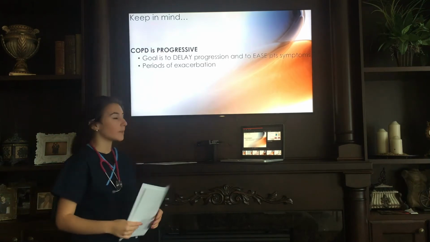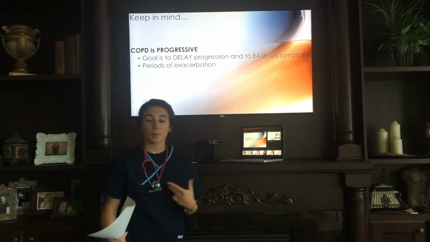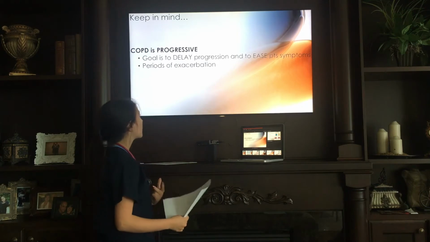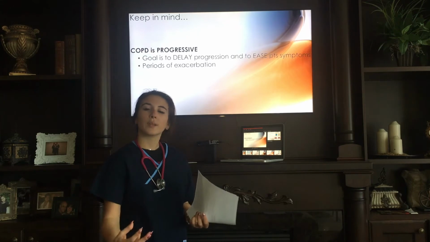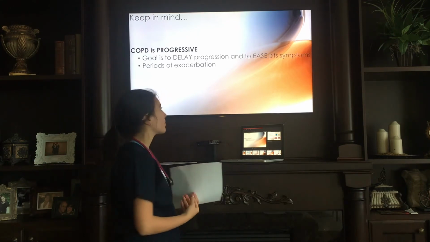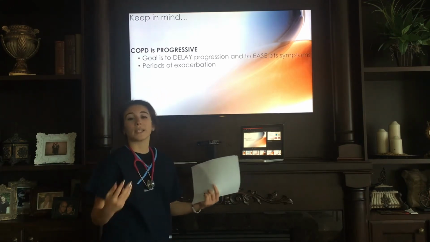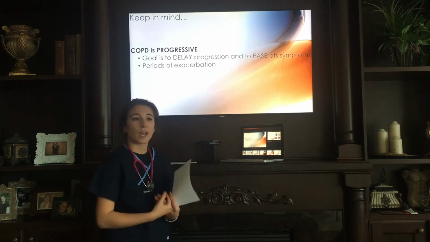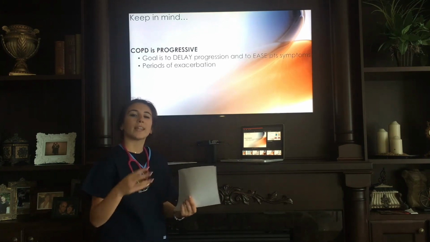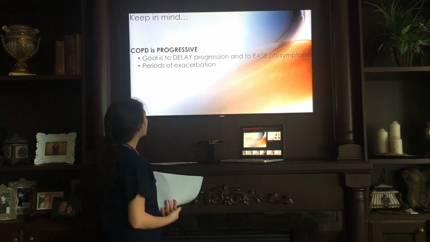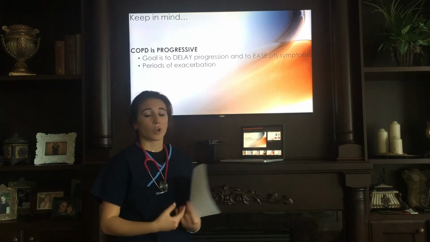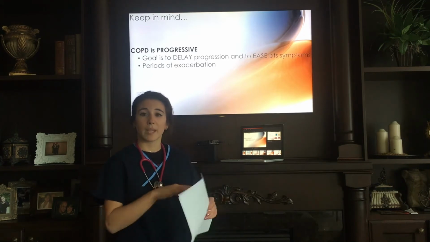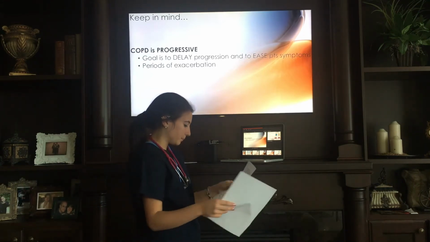So keep in mind what we talked about before, COPD is progressive. So it is very important that our main goal as nurses is to support the patient and tell them that our goal is to ease their symptoms, and this is a progression. We have to work together just to delay the progression of their disease and everything, right? So there could be periods of exacerbation. Sometimes they could be worse, sometimes they could be better, but our goal is just to make it a balance, right?